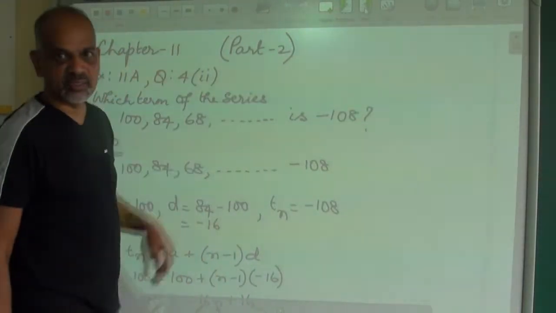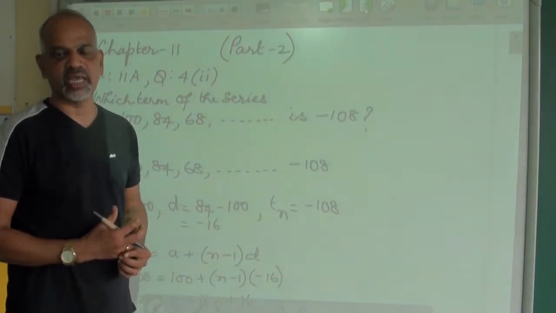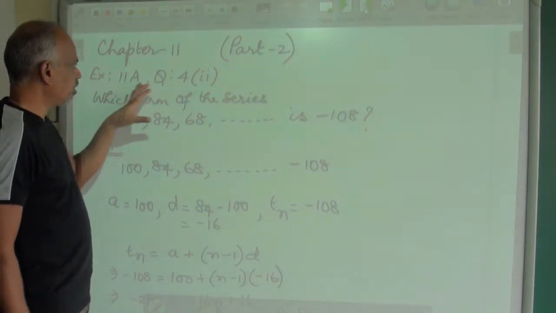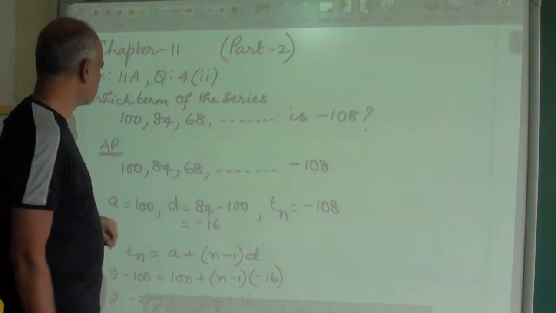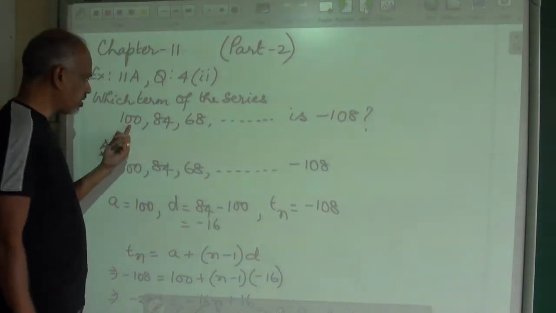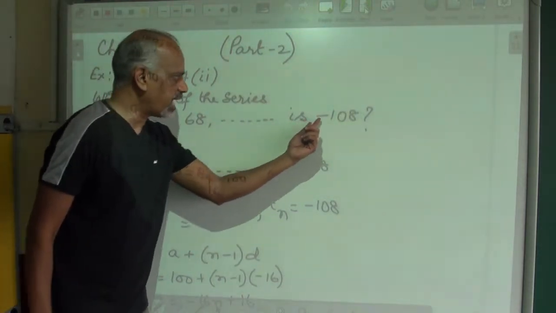This is the second part of chapter number 11 on arithmetic progression and geometric progression. From exercise 11a, question number 4, subdivision 2. Which term of the series 100, 84, 68 and so on is minus 108?